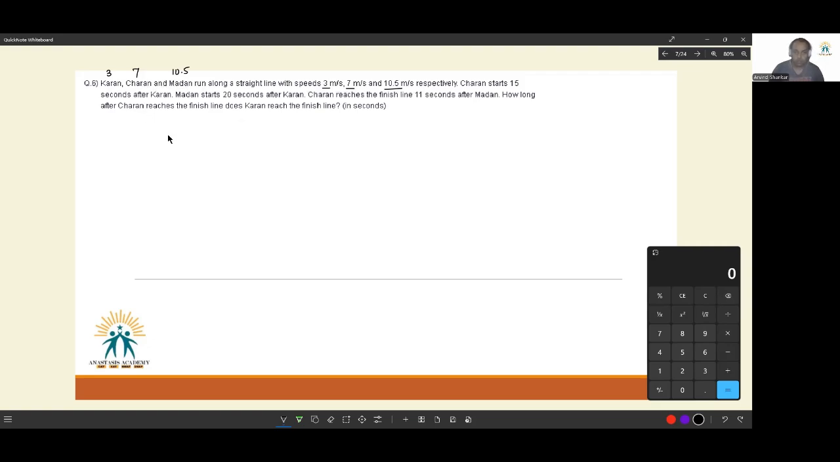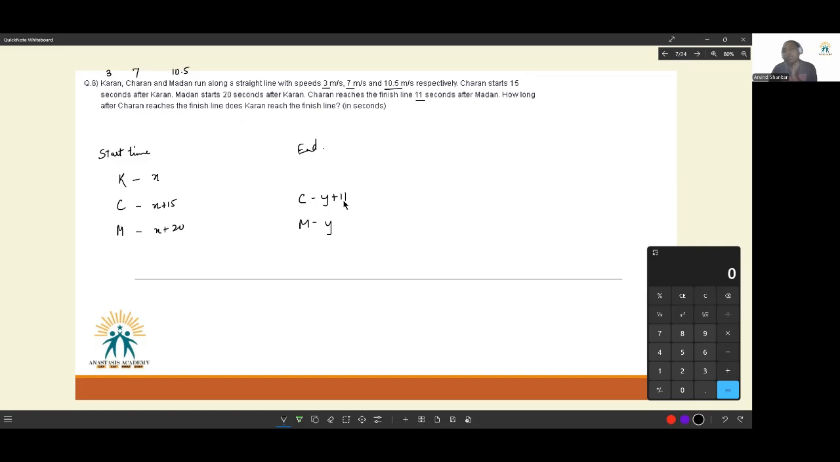Okay. So now pay attention. See, start time for Karan, Charan, Madan. If I say start time for Karan was X, Charan started 15 seconds after this, X plus 15, and Madan started X plus 20. And time, I know Charan reaches the finish line 11 seconds after Madan. So if Madan reaches the finish line at Y, Charan reaches it at Y plus 11.